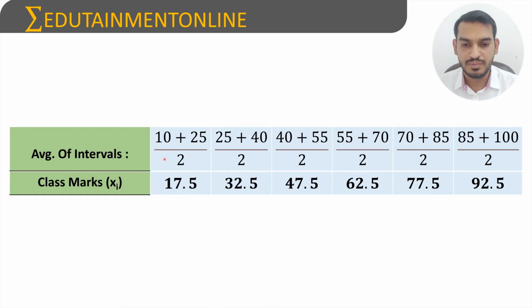Now, because the data is given as grouped data, we will convert it to ungrouped data. 10 plus 25 by 2, which is 17.5, and 25 plus 40 by 2, which is 32.5, 40 plus 55 by 2, 47.5, 55 plus 70 by 2 as 62.5, and 70 plus 85 by 2 as 77.5, and 85 plus 100 by 2 as 92.5. So these are the class marks, which is xi.